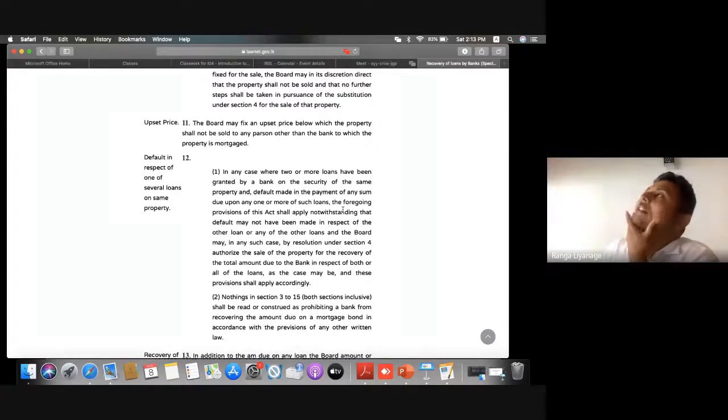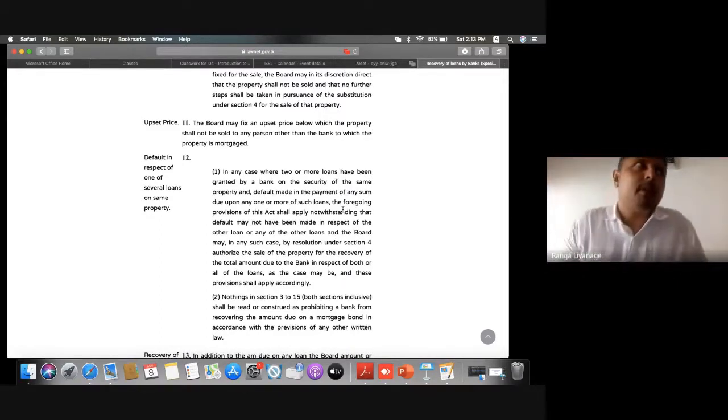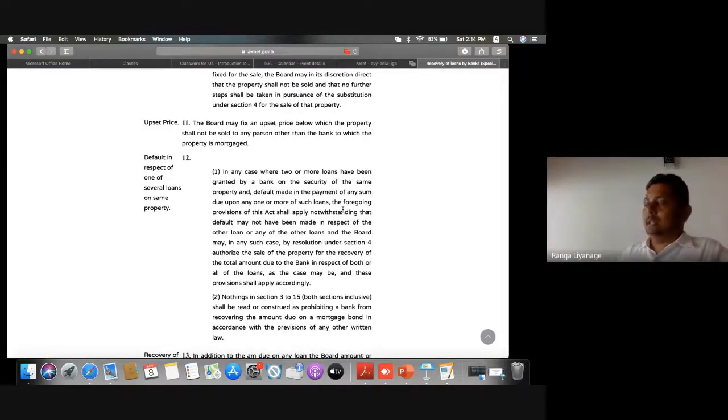The board will fix an upset price. When they are to determine what the upset price is, what they will be considering is the loan outstanding plus the interest plus the cost of this recovery. And then they will arrive at this figure called the upset price. It may be, let's say, 9.5 million or 9.8 million. Then in that resolution, they will say this is the upset price.